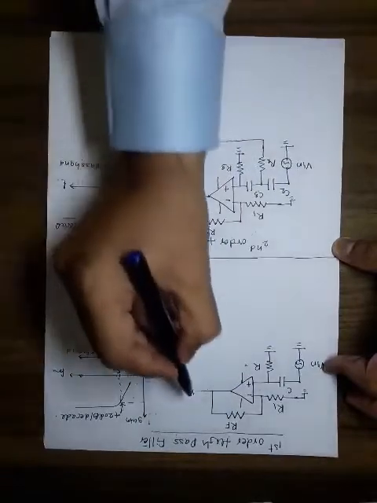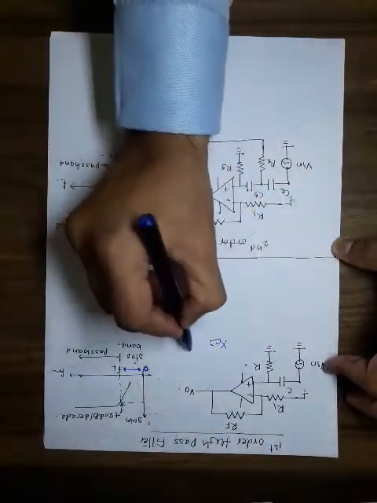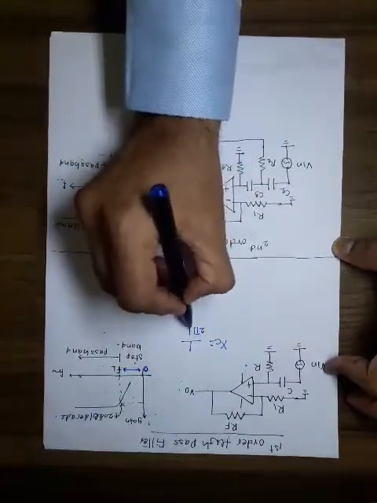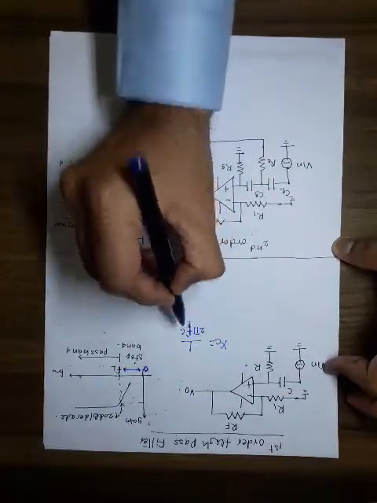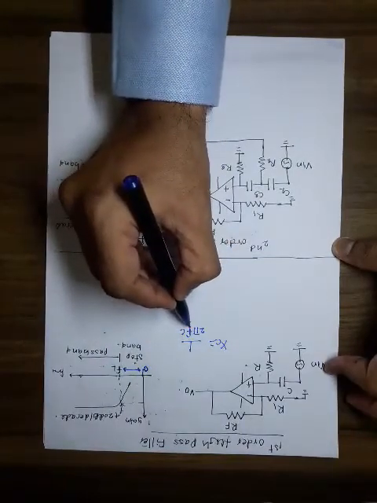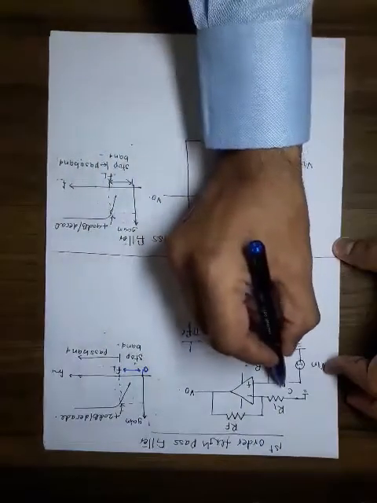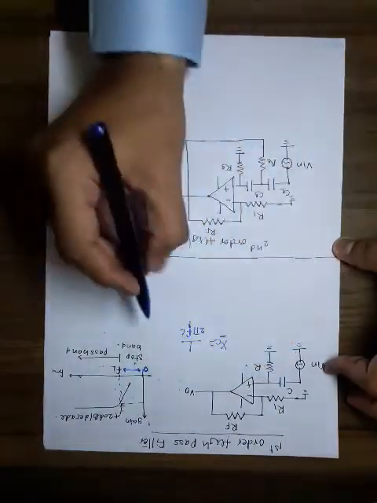Here the Xc, that is the reactance, equals 1 upon 2 pi Fc. This F is the frequency of input signal, and it is inversely proportional. So for lower frequency, the Xc is very high. So that's why the signals get blocked here.